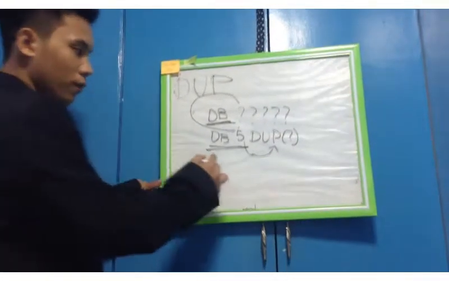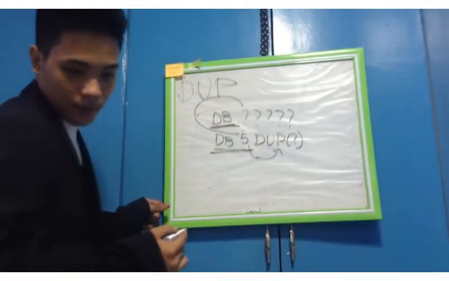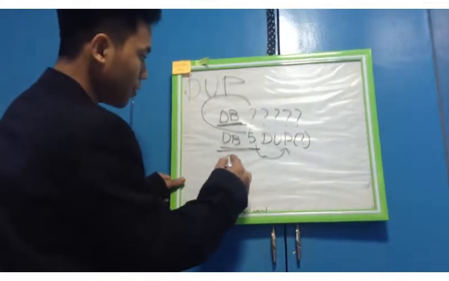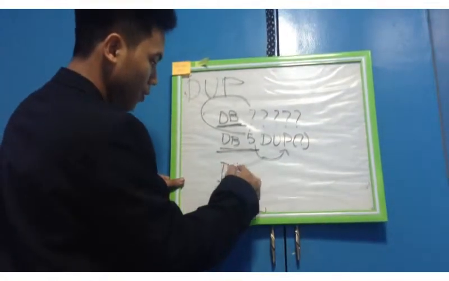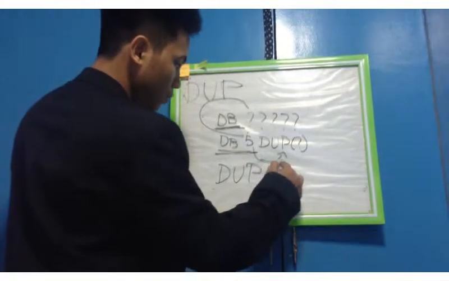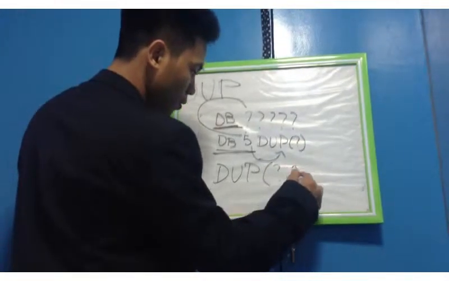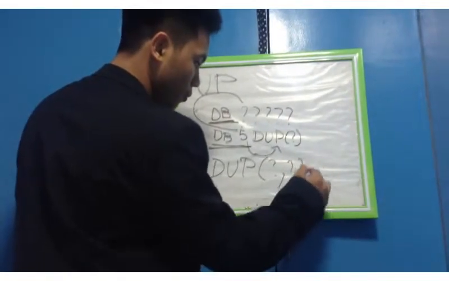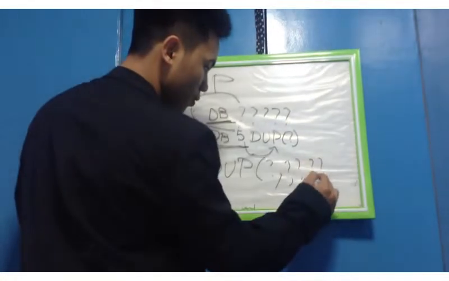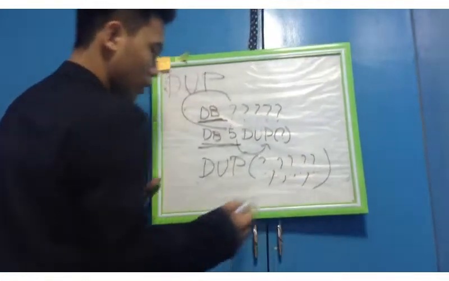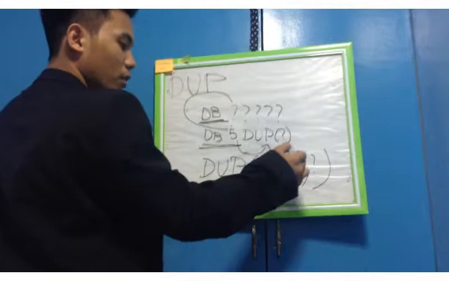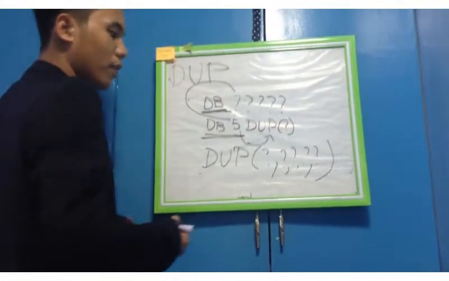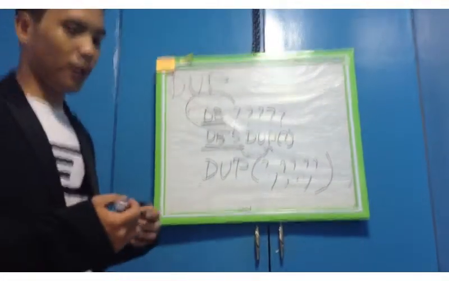And now the value example is that DUP, and these are the variables. Sorry. It has 5 located variables inside the DUP.